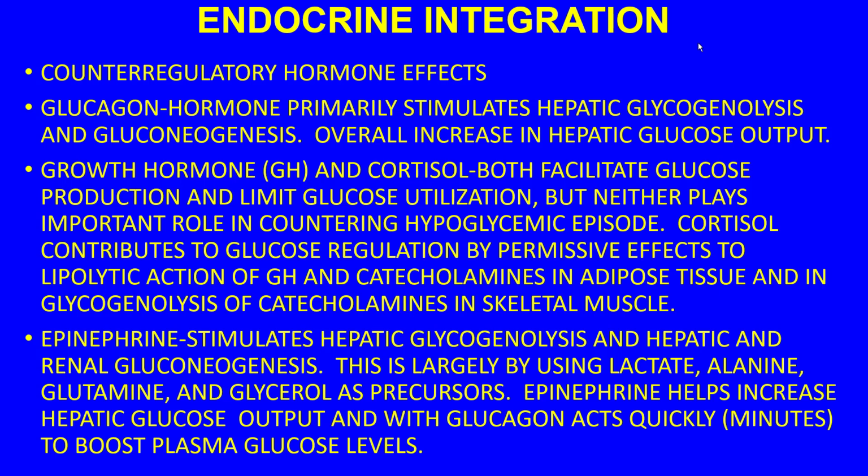Epinephrine. This will stimulate hepatic glycogenolysis and hepatic and renal gluconeogenesis. By the way, as the book mentions, you get something from the renal, basically the kidneys, but it doesn't do an incredibly large amount as compared to, let's say, the liver when it comes to making new glucose from other sources like amino acids and things like that. Now, basically, this process is going to be largely done by using lactate, alanine, glutamine, and glycerol as precursors. Epinephrine helps to increase hepatic glucose output. And with glucagon, this is going to act very, very quickly. We're talking minutes to boost plasma glucose levels.